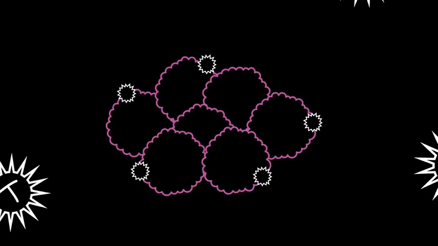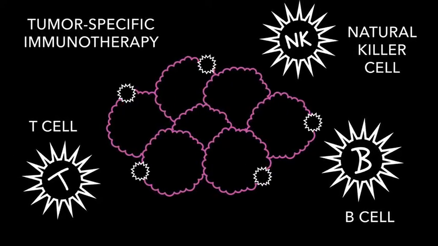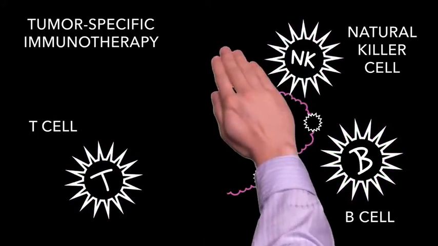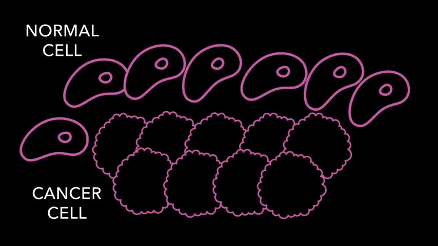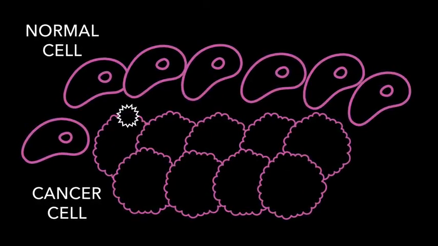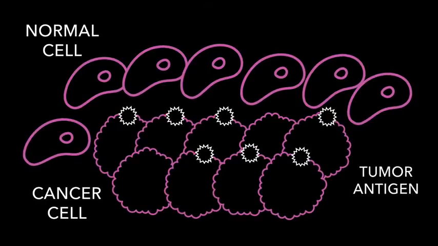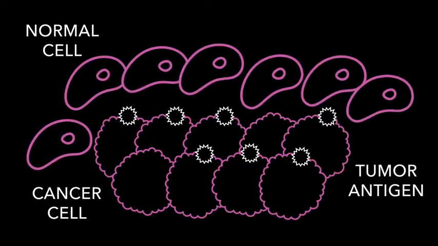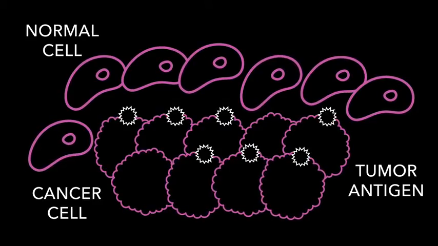Tumor-specific immunotherapy is designed to work differently by empowering the immune system to attack each patient's tumor cells. The first step in developing tumor-specific immunotherapy is isolating a protein called a tumor antigen that is found primarily on cancer cells and typically not on normal cells.